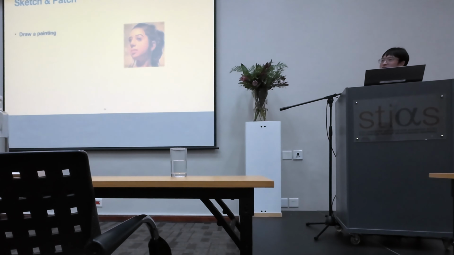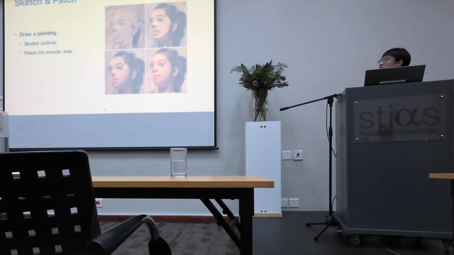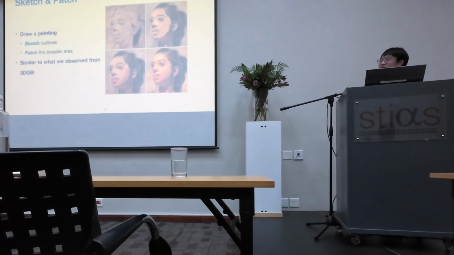This is a painting, and we all learned how to draw a painting when we were children, right? Usually the common step is we first sketch the outlines, and then we patch the broader areas bounded by the sketch. And we find that it is very similar to what we observed from the 3DGS.